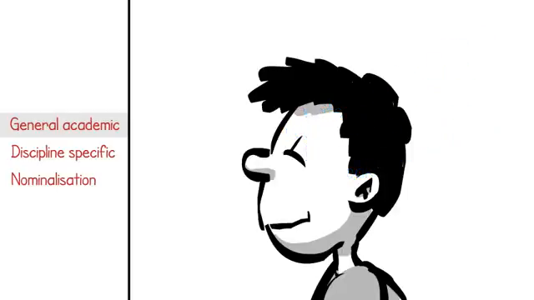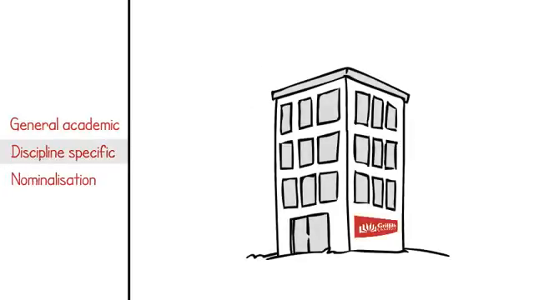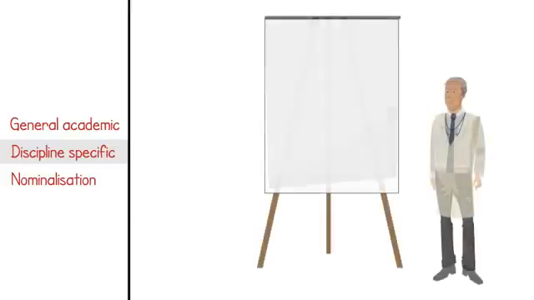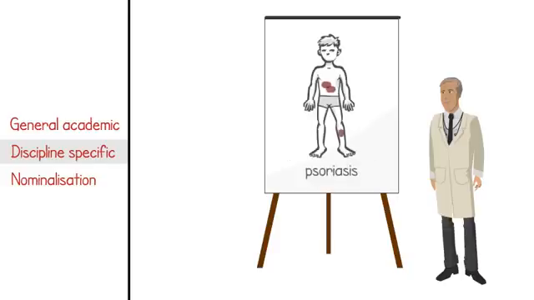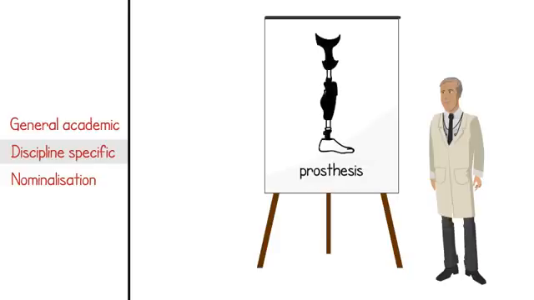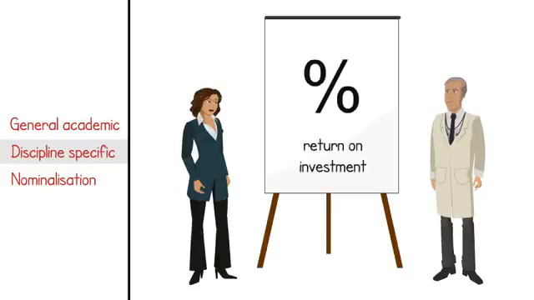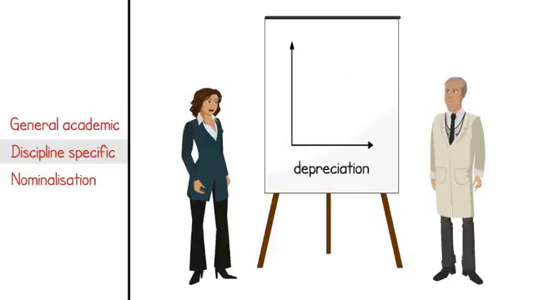As well as these general academic words, many words and phrases that you come across will be specific to your field of study, and they may not be used very much outside of your discipline. For example, health students may use the words cardiovascular system, psoriasis, or prosthesis, while business students may come across terms such as return on investment, venture capital, and depreciation.